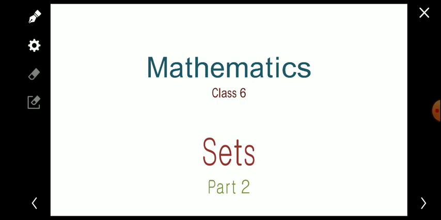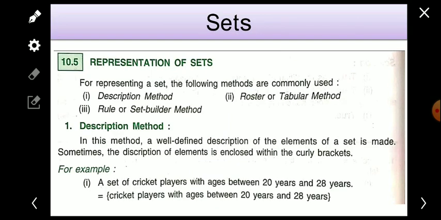We are going to continue the chapter sets, and this is part 2. In part 1 we have learned a lot of things about the sets, and we are going to continue the same chapter, and we will now talk about the representation of sets. There are many methods to represent the sets.